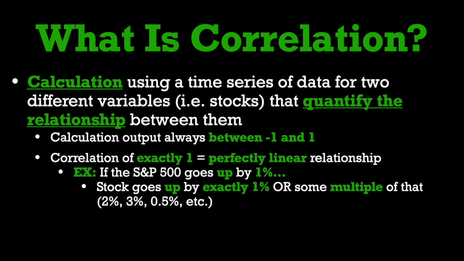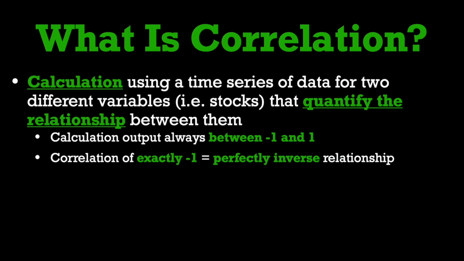Now, you'll never actually find a stock that has a perfectly linear relationship with the S&P 500. So basically, the closer you get to an output of exactly 1, the more and more closely those two things are going to move in lockstep to each other.